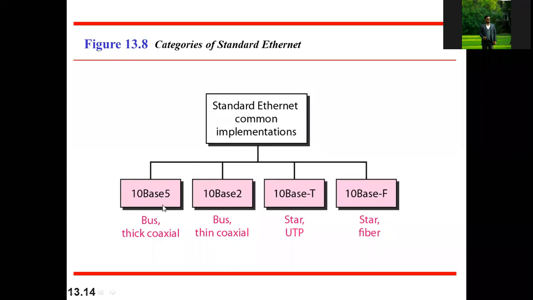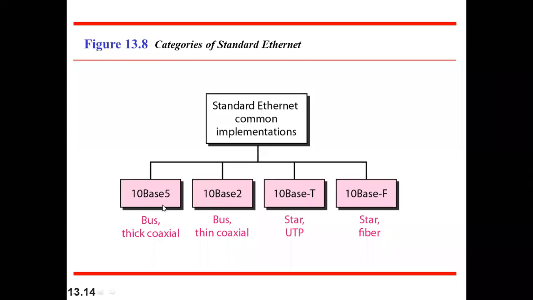X approximately defines the maximum size of the cable in hundreds of meters. The maximum size of the cable is in terms of hundreds, so it is written as 5 here. It indicates 5 into 100, so the maximum cable length can be 500 meters. That is how the nomenclature works.